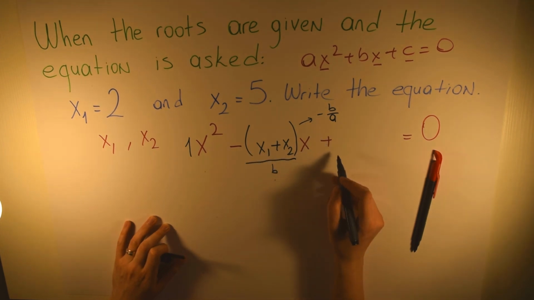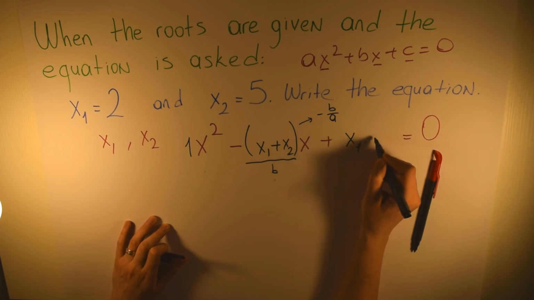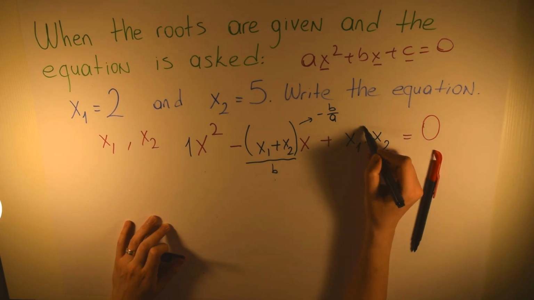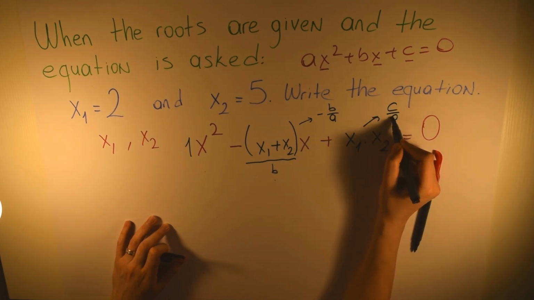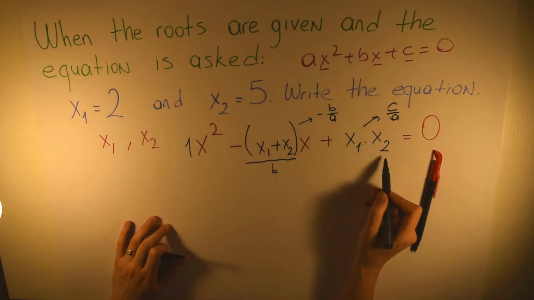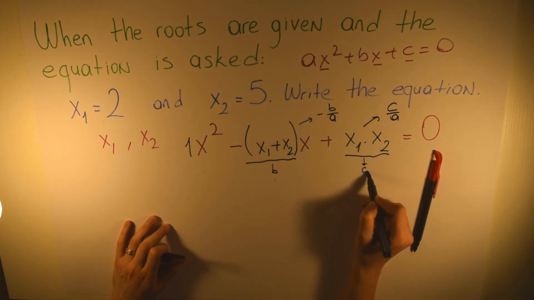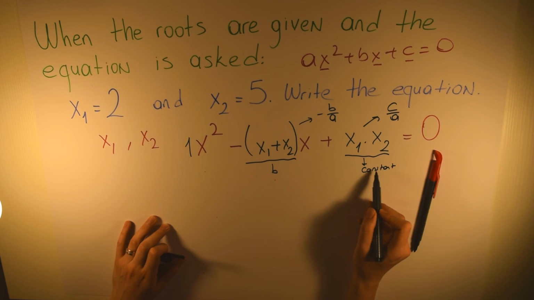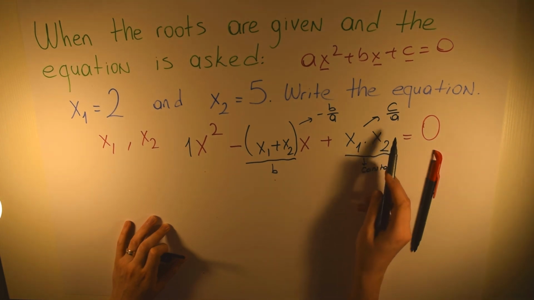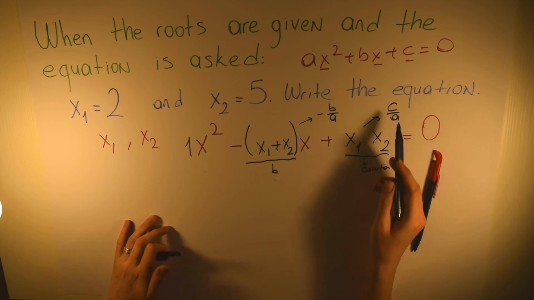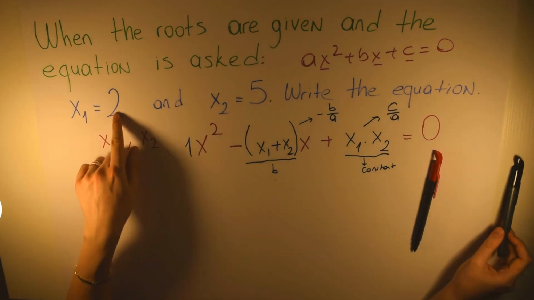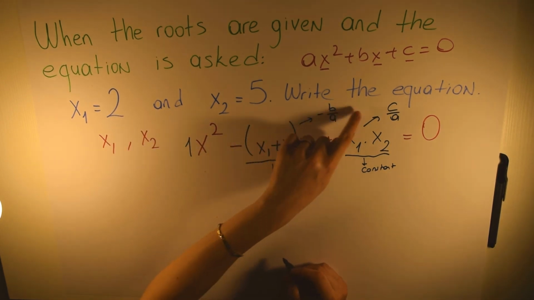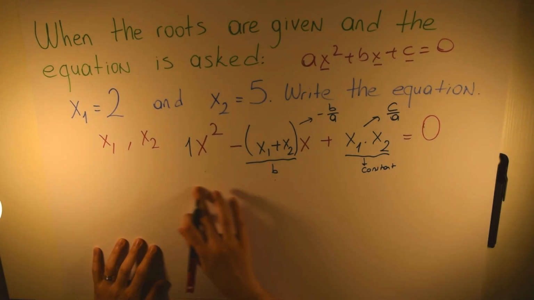So here we will write the product of our roots, x1 times x2. Why? Because this is equal to c over a, right? So which is equal to, actually this is our constant. Since a is equal to 1, our constant will be equal to x1 times x2. That's why we write this like this. So let's look at this example. Here x1 is equal to 2 and x2 is equal to 5. Write the equation. So let's apply this logic here.